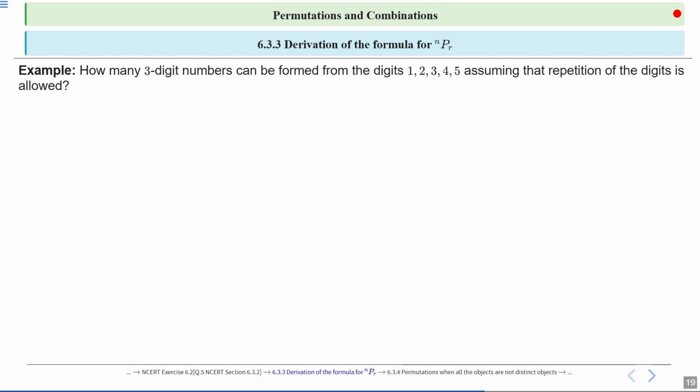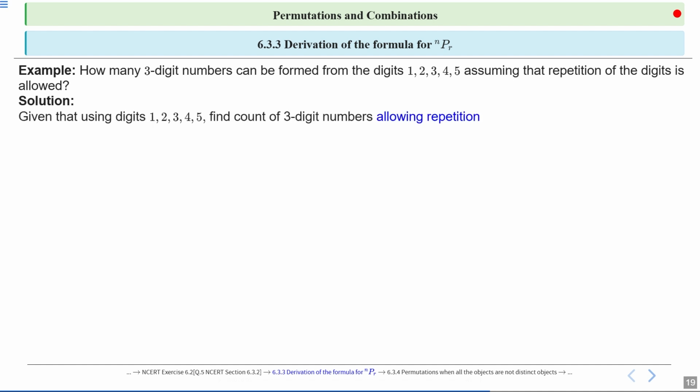Now let's look at an example problem. Here the example asks: how many three digit numbers can be formed from the digits 1, 2, 3, 4, 5, assuming that repetition of the digits is allowed? So let's solve this example step by step.